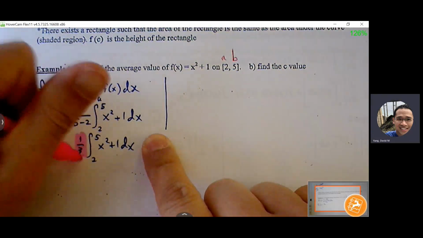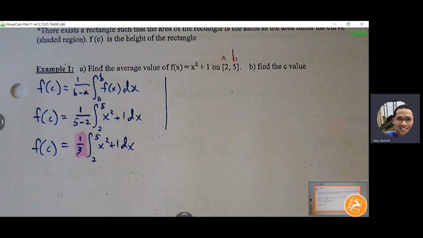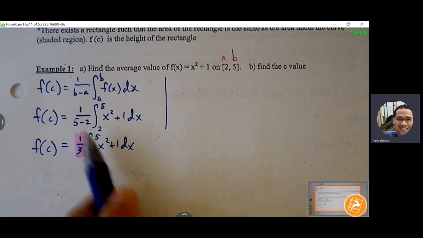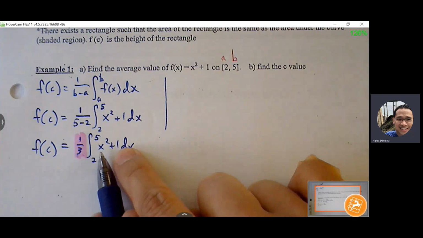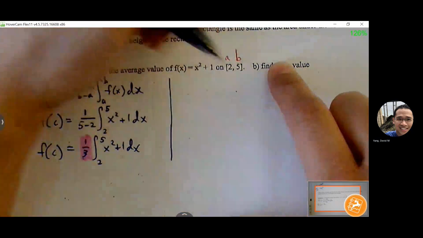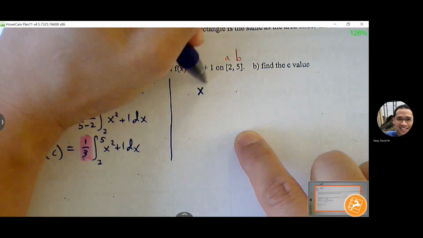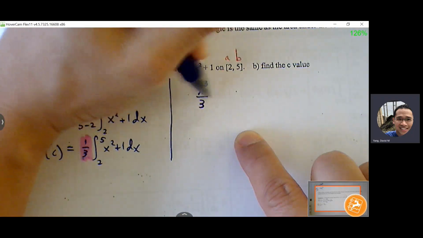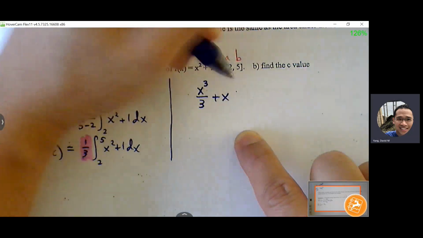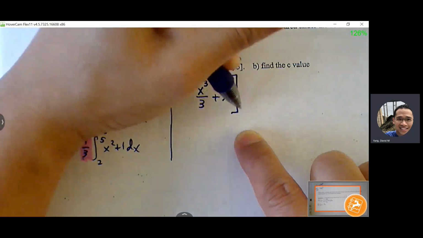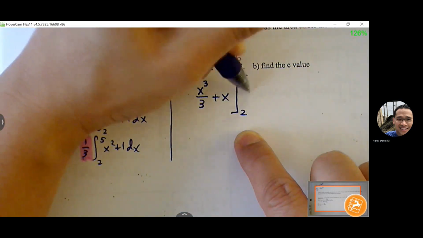But I'm going to ignore it for now and just focus my attention on that x squared plus 1. So both terms are set up and ready for power rule. X squared plus 1 becomes what? X to the third over 3 plus x. Now the 2 and 5 are ready to be used.